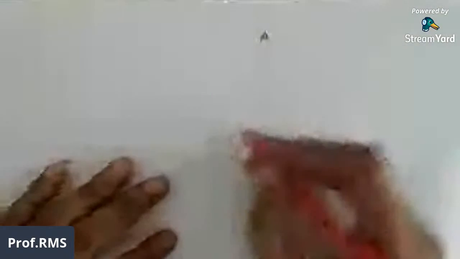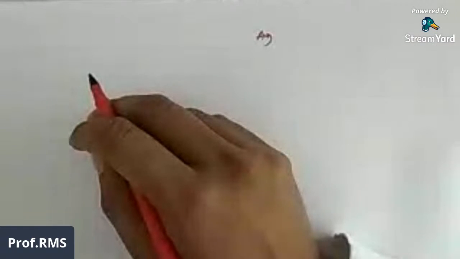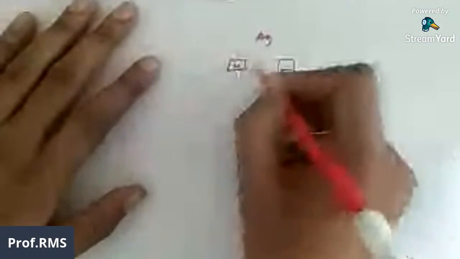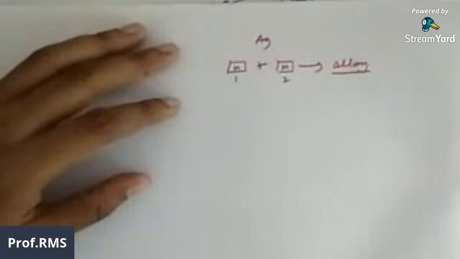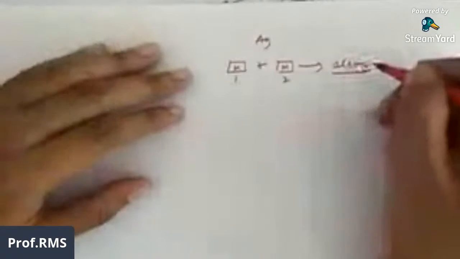So basically we know that if we add two metals, suppose this is metal 1 and this is metal 2, and we combine these two metals on heating, what will be the possibility? We get an alloy. What is an alloy? You have already heard about alloys. Do you know about stainless steel? Stainless steel is also an alloy. There are a number of alloys. So what is an alloy? It is a mixture of two metals.